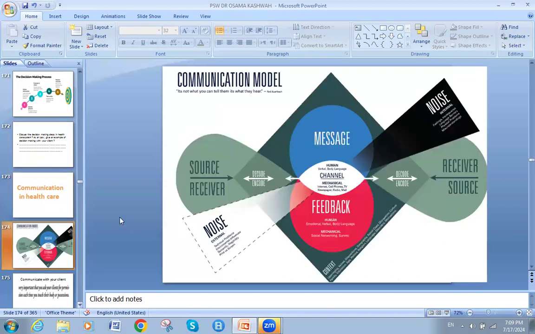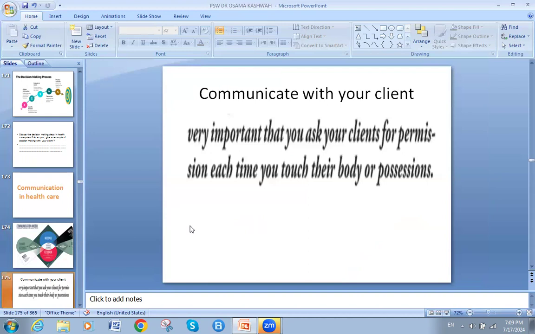So the communication model, as you know, consists of the following: the source, the sender and the receiver. We have a sender and we have a receiver. And we have encode and decode. One person will encode and the other person will decode. We have the message and we have the channel which the message will go through. We'll also get feedback after this communication happens.